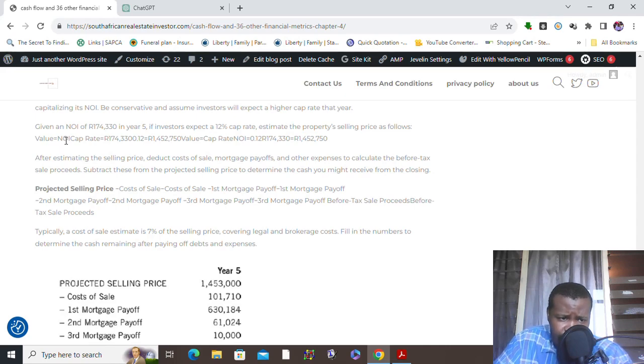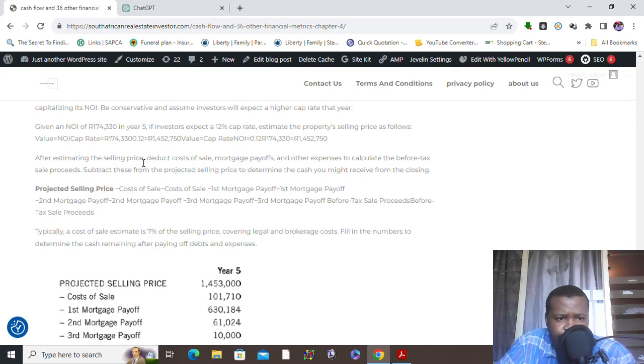Value is equal to NOI divided by the cap rate, which is 1.74 million divided by the cap rate, which is equal to 1,452,750.